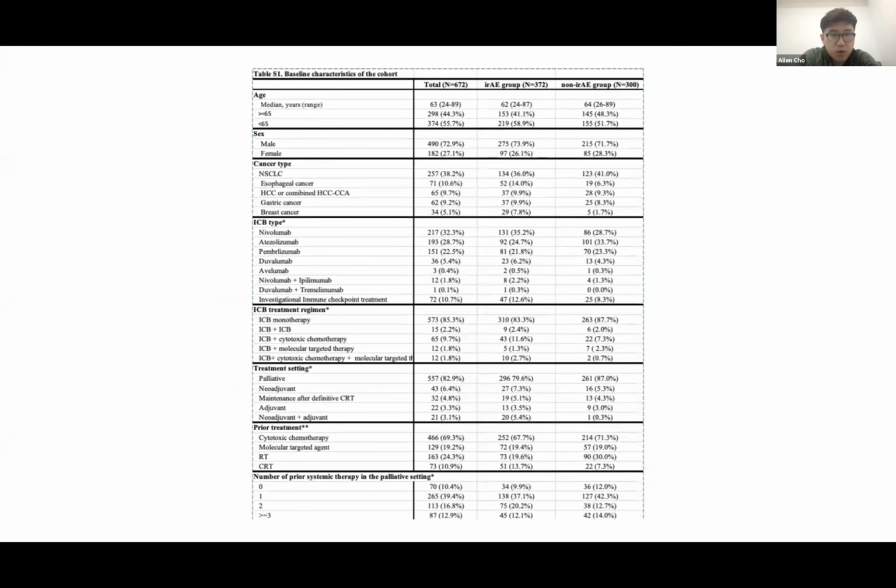Right. So this is just more in depth about what kind of cancers there were, the checkpoint blockade therapy that was used, and what the regimen was, what kind of treatment they had before, and also whether or not they had prior systemic therapy.